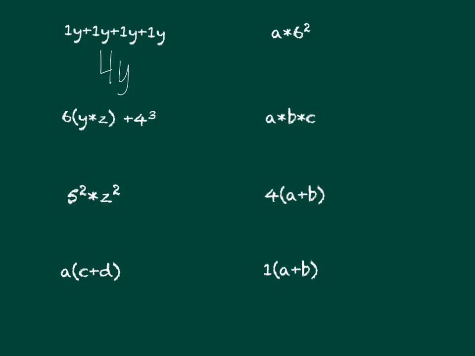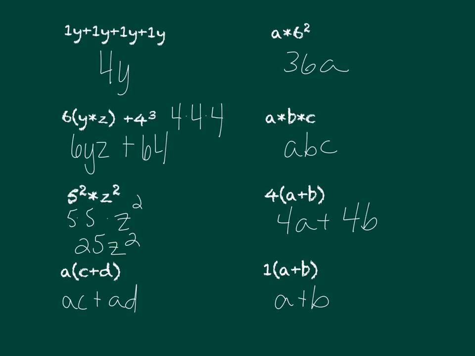Then for the next one, we have 6 times y times z plus 4 cubed, and that gives us 6yz plus 4 cubed, which is 4 times 4 times 4, which gives us 64. Now what I want you to do is pause this video and try the rest on your own. Okay, so here are all the answers, and this is the end of the equivalent expressions.